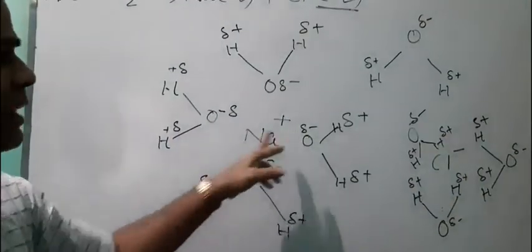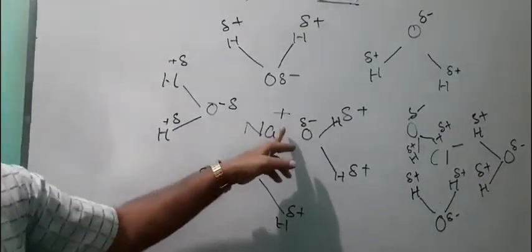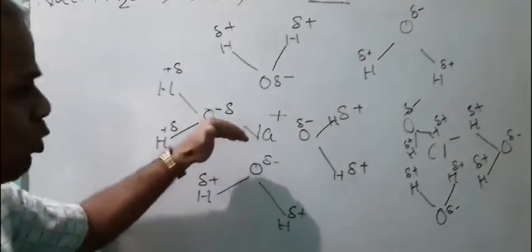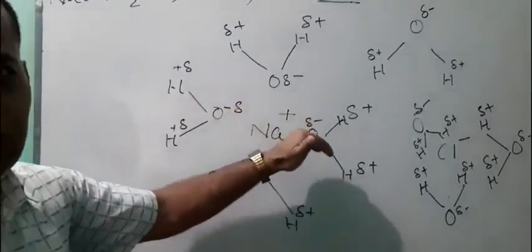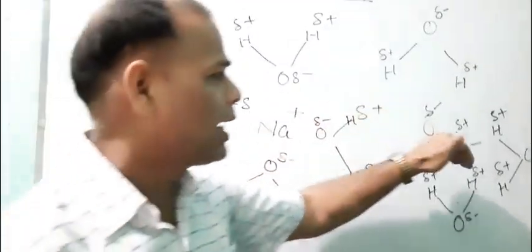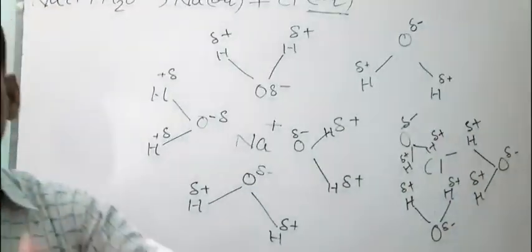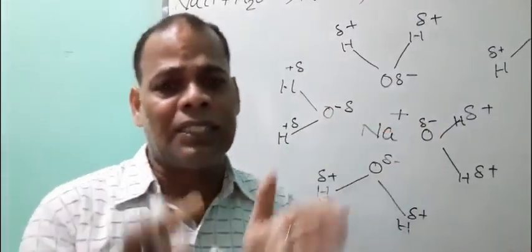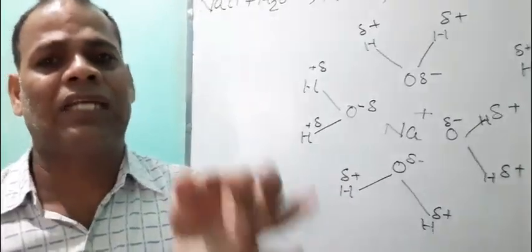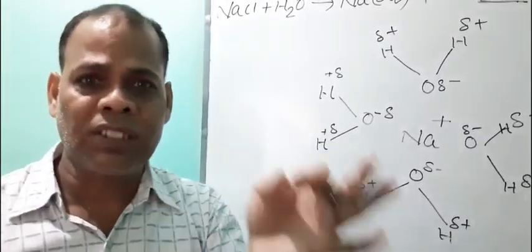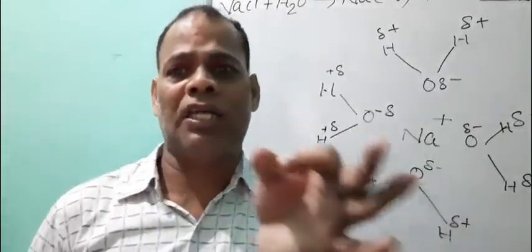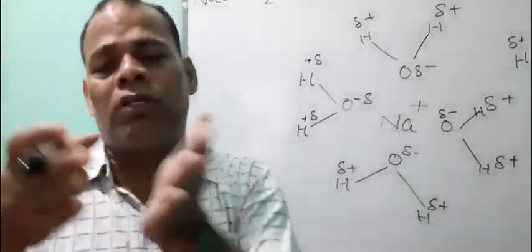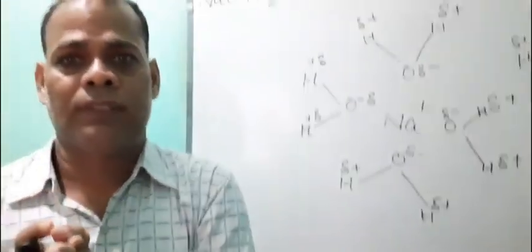Now there is an ionic interaction that takes place between the sodium ion and water, and the chloride ion and water. The energy is liberated, and this energy is called hydration enthalpy.